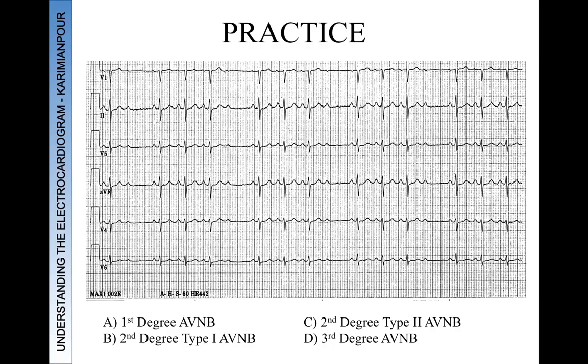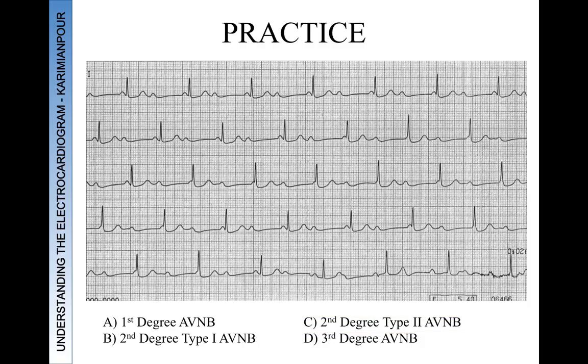Okay. So what does this one look like? This one also is a regularly irregular rhythm, so you should automatically think that there's a second degree type 1 AV node block. But this one is actually a second degree type 2 AV node block. The PR segments are not prolonging as you would expect in type 1, but you have a P wave that's not conducted. So this is an intermittent 2-to-1 block, essentially. So you have 2 P waves per QRS, and it's intermittent.